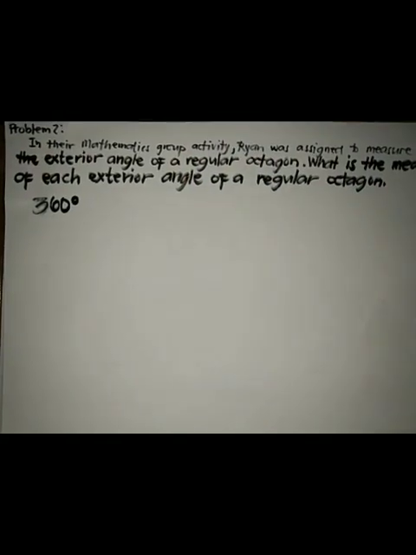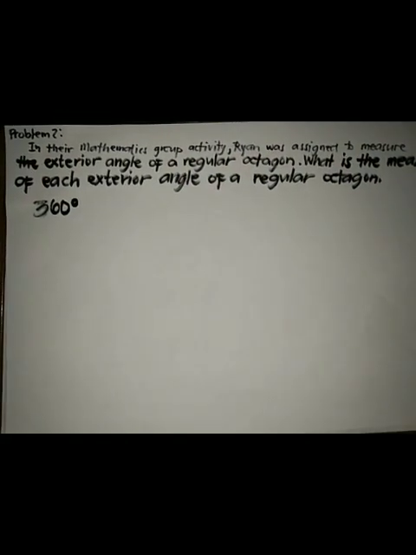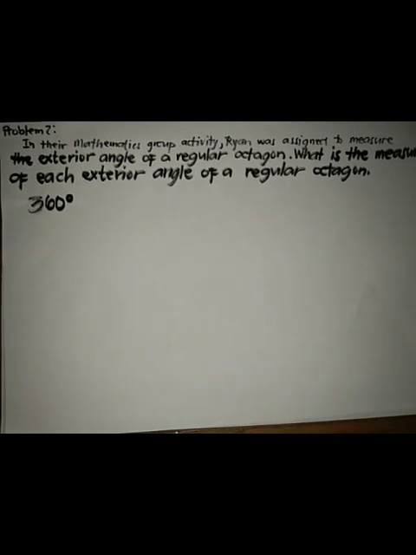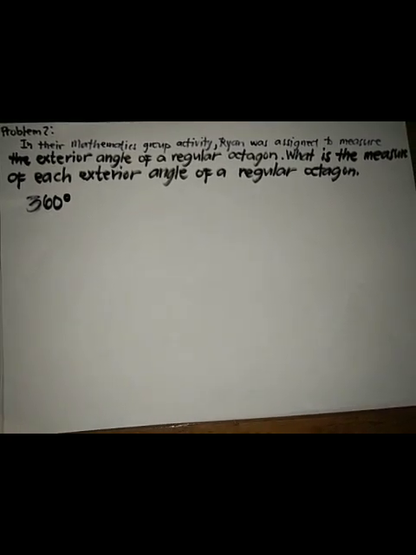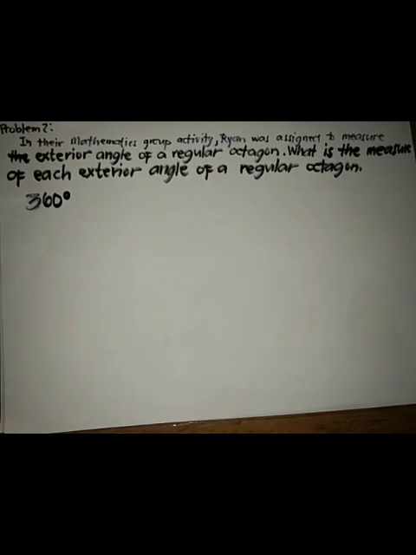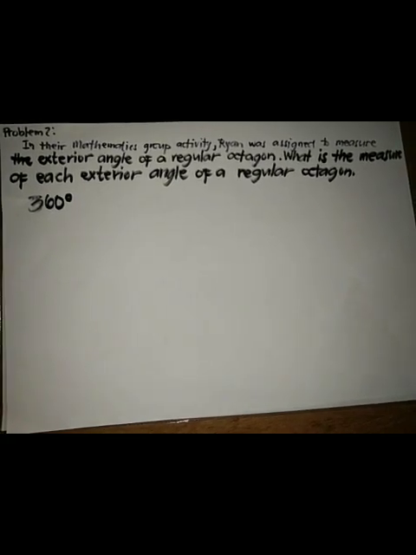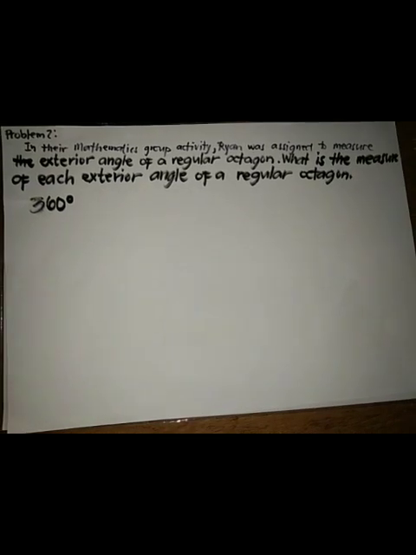degrees. And a regular polygon has equal measures of angles and sides. So it means that we just need to divide 360 by the number of sides of the regular polygon to determine the measure of each exterior angle.